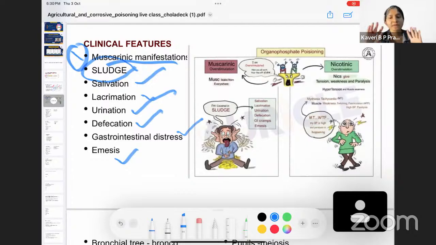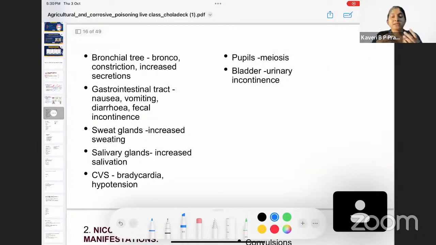Remember secretions from anywhere. So mouth, when you think of mouth, what do you remember? Salivation, eyes, lacrimation. And when you think about the urinary system, it's urination, like this. Think about anywhere that can lead to excess secretion and write it down under muscarinic manifestations. Coming to the other muscarinic manifestations, in the tracheobronchial tree, that is the respiratory system, there is going to be bronchoconstriction and increased secretions. Coming to the gastrointestinal tract, again, there is going to be nausea, vomiting, diarrhea, and fecal incontinence. Everything is going to be in excess.